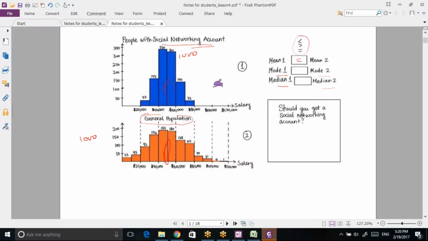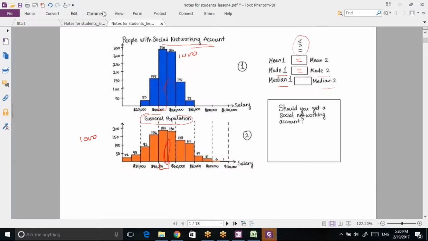Okay, how about the mode? What is the mode of the first one? 330. No, 330 is the frequency. The value is 40 to 50,000. How much is here? Same. So the mode is also the same.